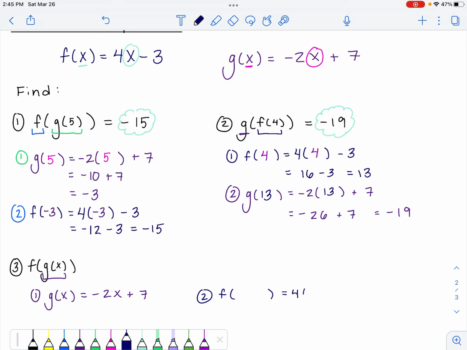So it's going to become 4, and then instead of x, I'm going to have my parentheses set there, and then minus 3. And what we're going to do here, instead of plugging in a number, we're going to plug in this whole equation for g of x, because that's what g of x is equal to. So we're finding f of negative 2x plus 7. And I'm just going to put that inside my parentheses.